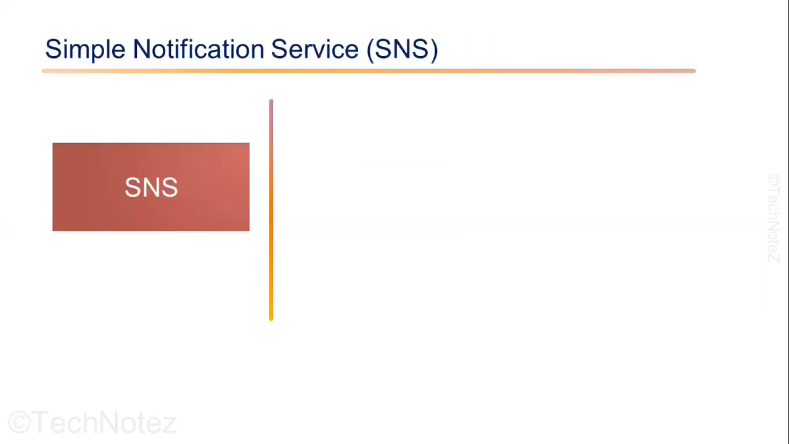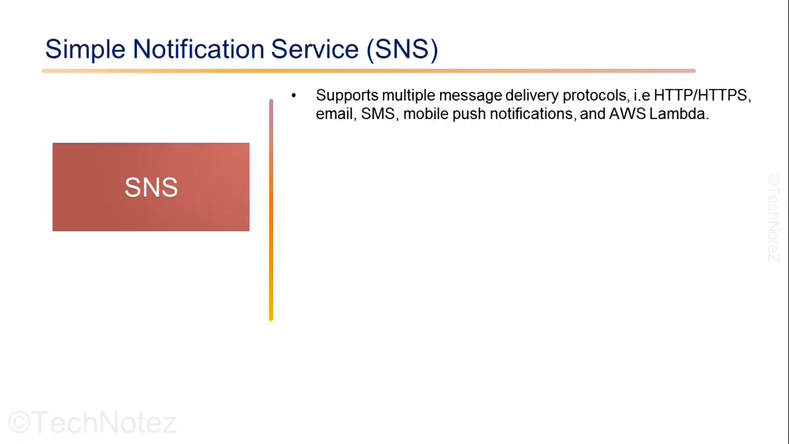Let's talk about Simple Notification Service or SNS. SNS is a fully managed pub/sub messaging service that enables you to send and receive messages between different services and applications. It provides reliable, scalable, and highly available messaging capabilities that can be used to decouple application components, coordinate workflows, and trigger downstream actions. SNS supports multiple message delivery protocols, including HTTP and HTTPS, email, SMS, mobile push notification, and AWS Lambda.